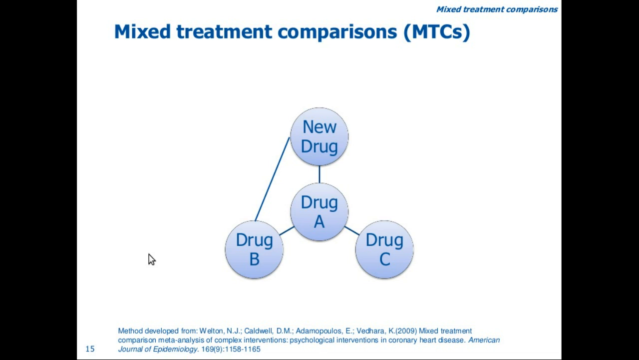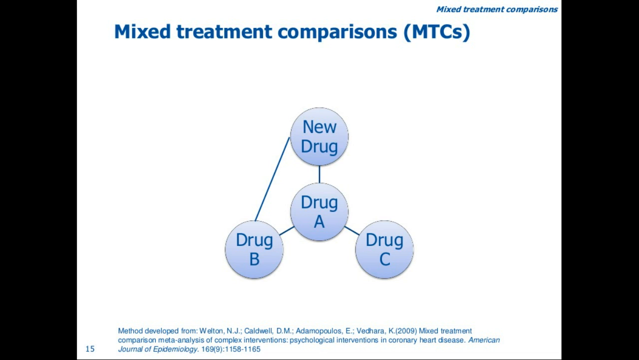Okay, so now we have an additional study comparing drug B and our new drug directly. And in fact, this more closely resembles a lot of the real evidence networks that we see. Because you don't necessarily always have direct evidence comparing two drugs, but often you do. And sometimes you have indirect evidence and direct evidence.